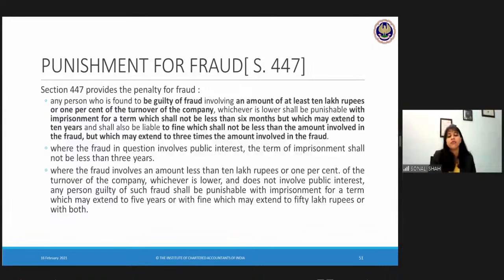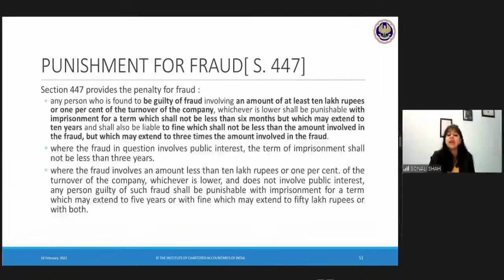Now, where the fraud involves a question of public interest, in that case, the term of imprisonment shall be minimum 3 years. So where the public at large was hampered. So let's say a company manufacturing a food product, the food product offered for sale contains one of the ingredients which is harmful for health, and the packaging or the label of that food product does not list that ingredient. So what is happening? The public at large is being affected. The public interest is being affected.